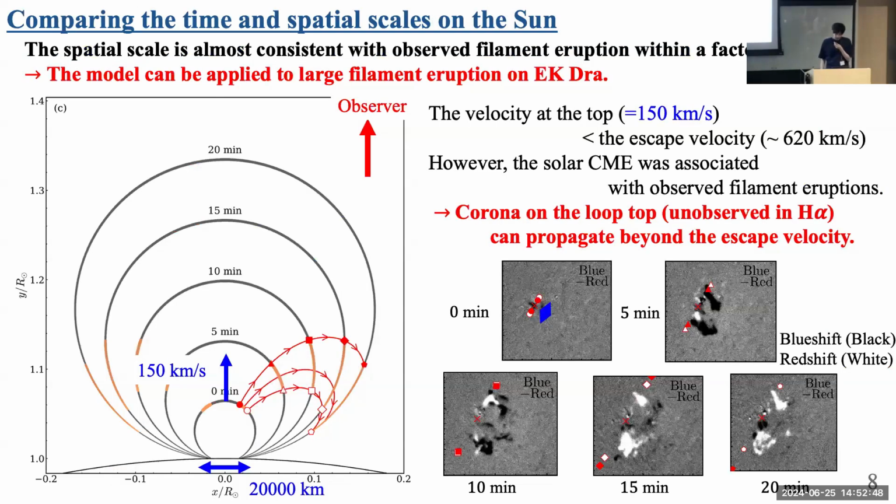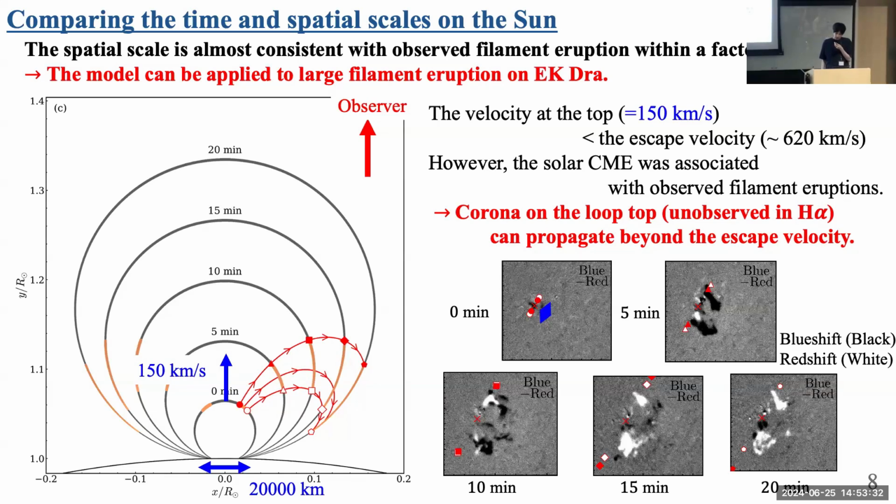Then we can compare the spatial scales for the solar case. The right lower panel shows the observable. The left panel shows the previous loop model, and the right lower panel shows the observed filament eruption in H alpha image overplotted with our model. Until 5 minutes, the spatial scale is almost consistent, and the model becomes larger by a factor of 2 over time.